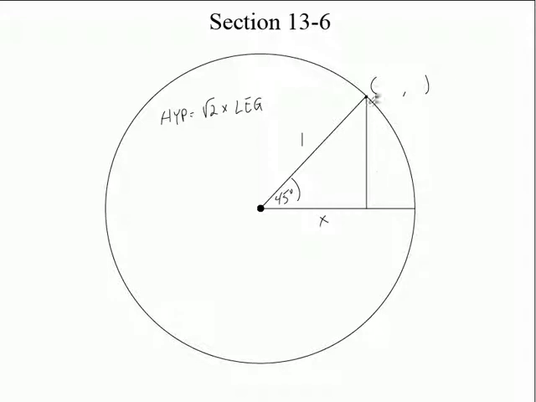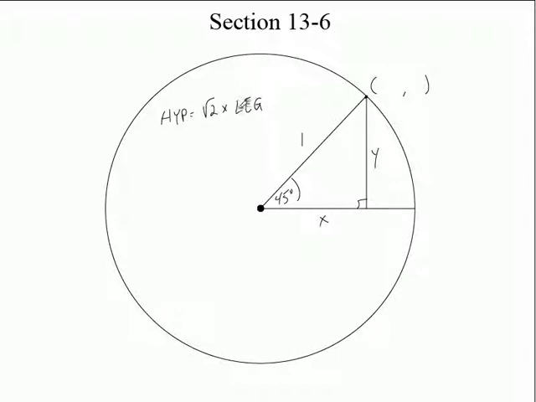Now, we could call this x as well because it's a 45, 45, 90. So what's true about the two legs on a 45, 45, 90? They're congruent to each other, right? But I'm not going to call it x even though they are the same thing. I am going to call it y because it's going on the y-axis. Everybody okay with that? Now look at this.